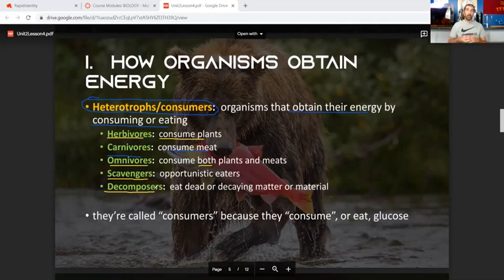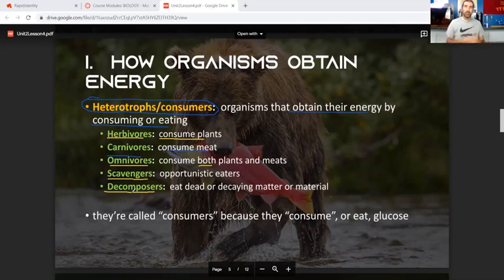Now, eventually, all things will die and decompose, right? You can't just leave that remaining matter there. That matter has to be broken down. It has to be dissolved. Those nutrients have to be returned to the soil. It's almost like a recycling system. Those nutrients have to be returned to the soil so that they can be reabsorbed by plants and put back into the cycle of energy. The organisms that do that are your decomposers. That's things like bacteria and fungi, mushrooms, stuff like that.